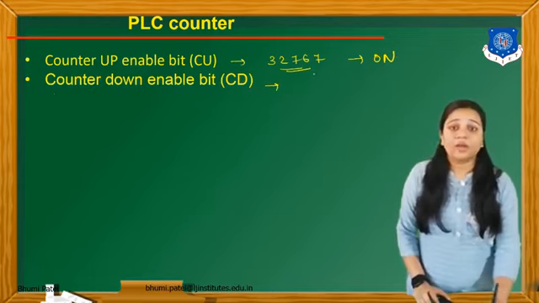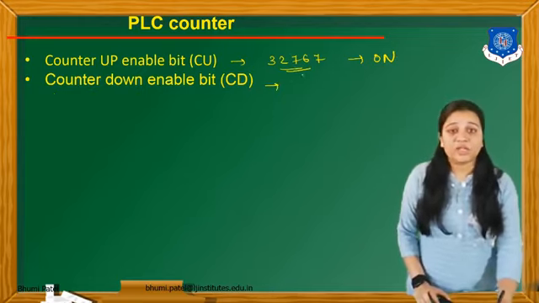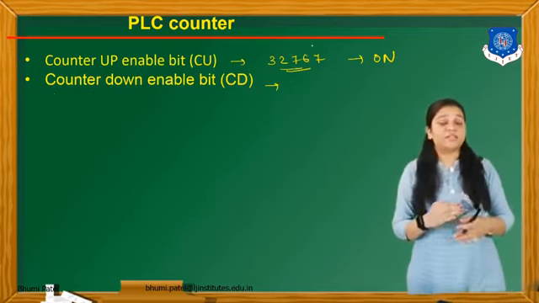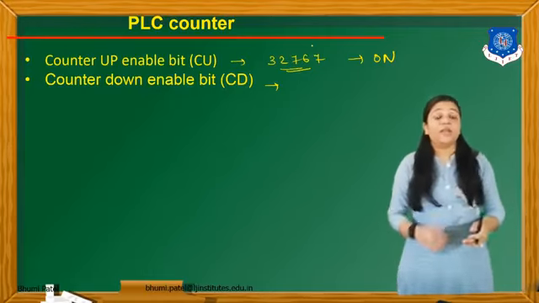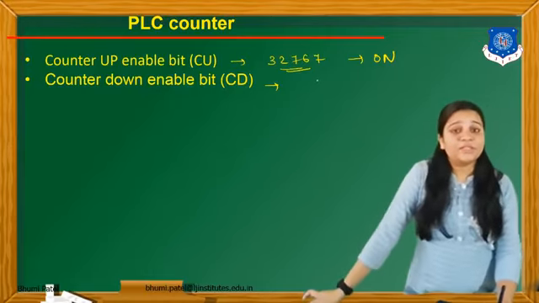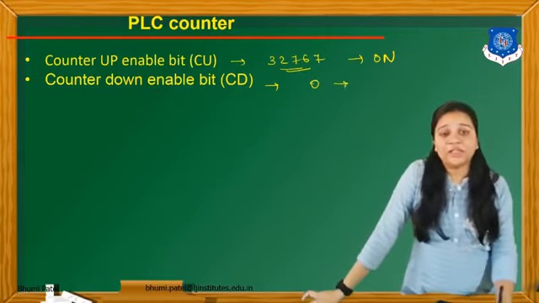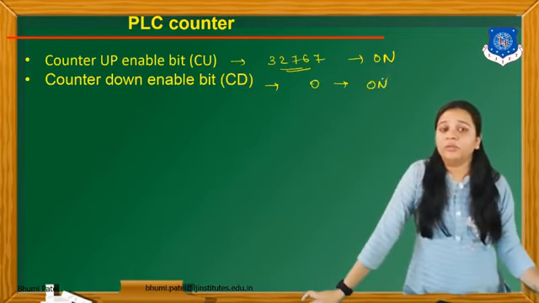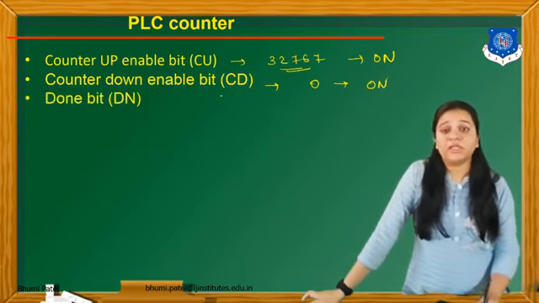So in the count down, it will always start from 32,761 and count down to the zero value. When the zero value is reached in the accumulator, the count down enable bit will be on. The third one is the done bit.